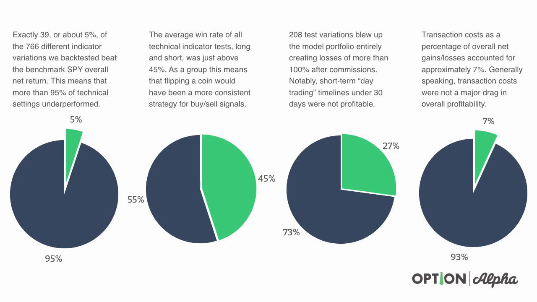208 test variations blew up the model portfolio entirely. This is about 27% of the variations that we tested. That means that they created losses of more than 100% after commissions. And notably, short-term or day trading timelines under 30 days were not profitable. I mean, this one to me is the big one because we can basically put a fork in the ability for somebody to consistently, on a long-term basis, we're talking 20-year basis here, profitably predict where the market's going to go on a day trading timeline.